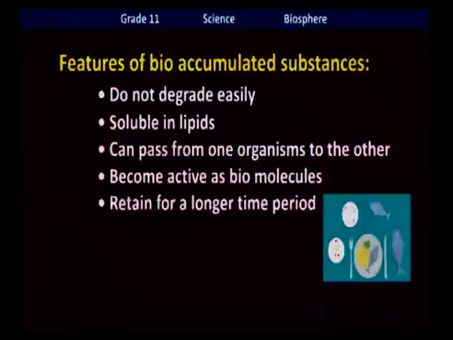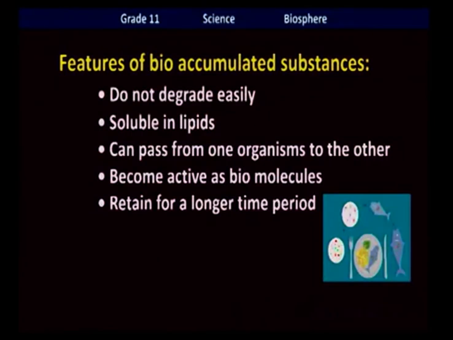Number 1, they do not degrade easily. So these chemicals are stable. If the chemical is stable, it is retained without degrading for a longer period. Then they are lipid soluble, so they can dissolve in fat in your body. Therefore, they are not expelled from your body through urine or sweat. In other words, through the excretory products, these toxic pollutants are not expelled. Therefore, they are retained in your body for a longer period and they are fat soluble or lipid soluble.